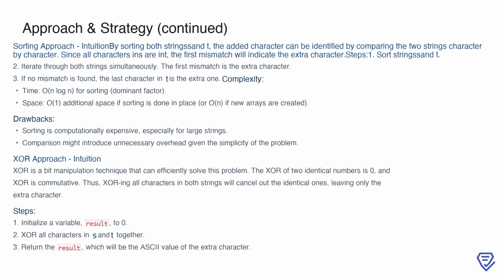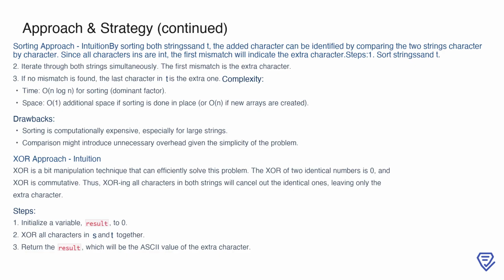Another approach to consider is the sorting method. The idea here is to sort both strings, s and t, and then compare them character by character. Since t contains all characters of s plus 1 extra, the first mismatch between the two sorted strings will reveal the extra character. If no mismatch is found during the comparison, the extra character must be the last one in t. While this approach is effective, its time complexity is O(n log n), because of the sorting step, which is the dominant factor. Additionally, while sorting can be done in place to reduce space usage to O(1), it still involves a computational expense that may not be necessary given the relatively simple nature of the problem.